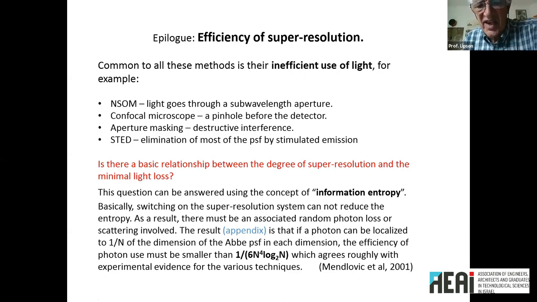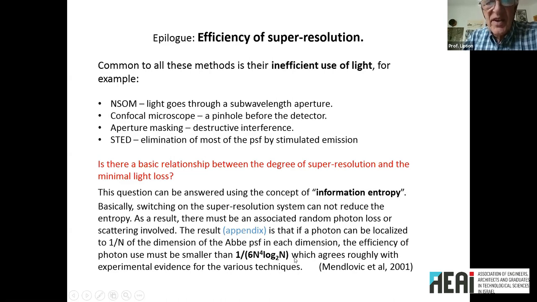We looked at this comparison, and it's surprising that it is reasonably good. It's just based on the idea of information entropy and saying that the total entropy cannot be reduced by switching on the system. Therefore, if you want to reduce the entropy of part of the system, you have to increase the entropy of the rest of it, which is essentially a random loss of light. This is detailed in the paper by Mendlovic et al., and also in the paper which I mentioned.